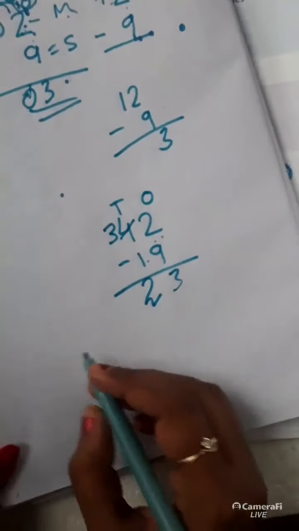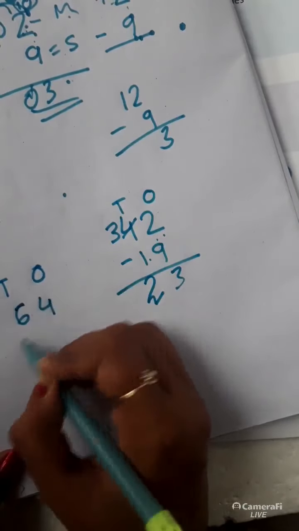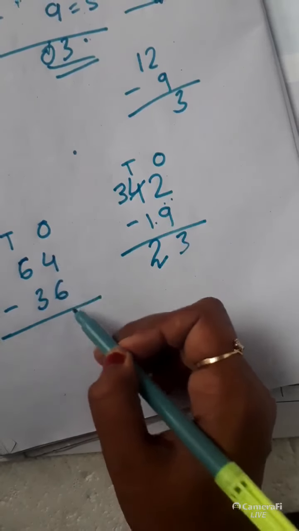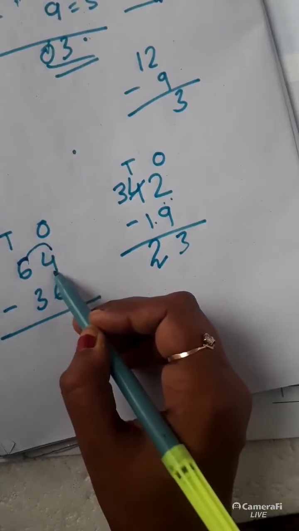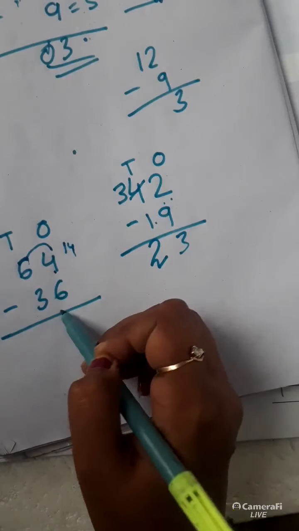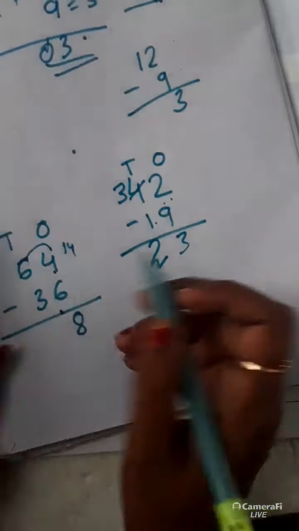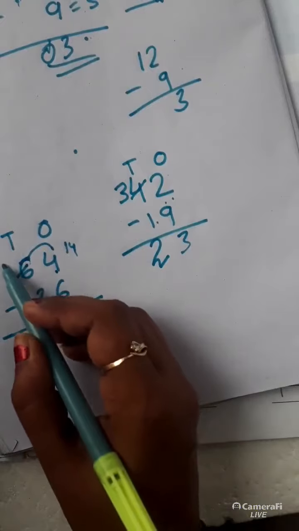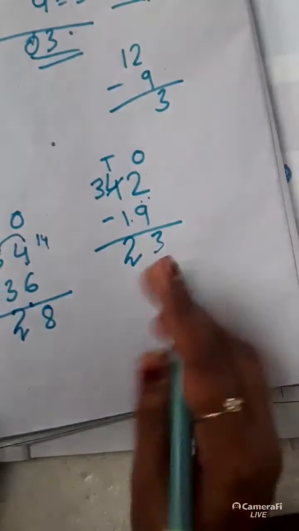The next one is 64 minus 36. Yes, here also the same problem. Here the minuend is lesser than the subtrahend. So what I will do? I will borrow 10 from here. So 4 will be 14. 14 minus 6. What will be the answer? 14 minus 6. It will be 8. And as I have borrowed 10 from here, so 6 will be 5. 5 minus 3 will be what? Yes, it is 2. I hope you are understanding the thing.